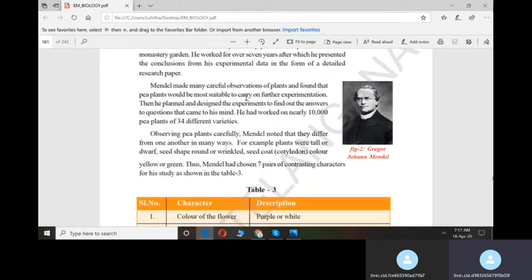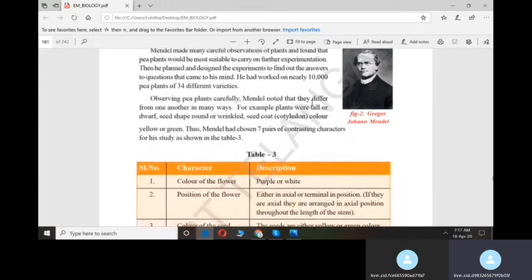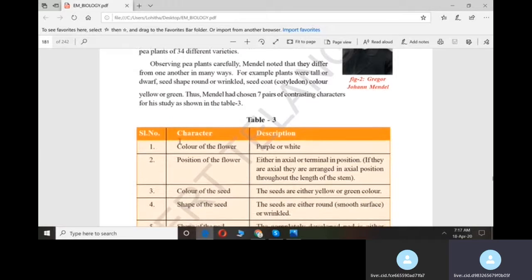We will understand why shortly. Then he planned and designed his experiment. He worked on 10,000 pea plants of 34 different varieties. He took two types of plants, for example, plants that were tall or dwarf, seed shape round or wrinkled, and seed coat color yellow or green. This type of thing he took.